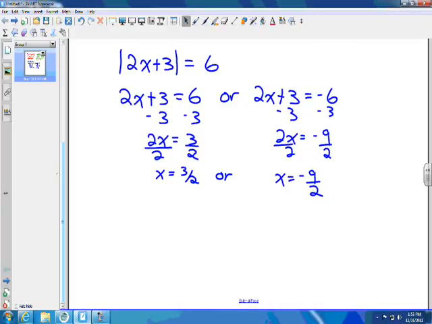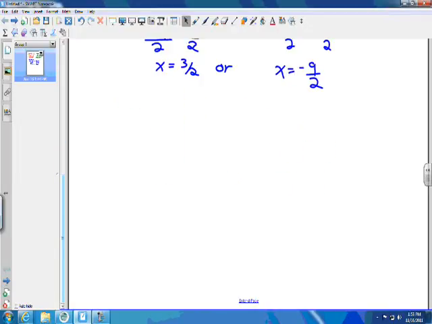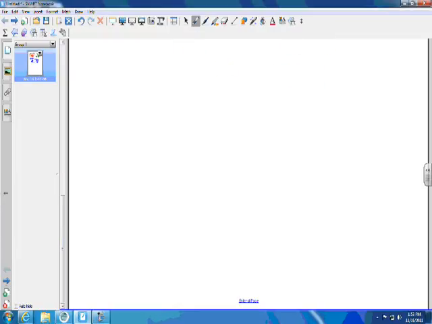If, though, you don't have an equal sign between, today, we're going to cover problems where you don't have an equal sign. These are inequalities today. Like absolute value of x minus 4 is less than, so it's not an equal sign today. Absolute value of x minus 4 is less than 3.